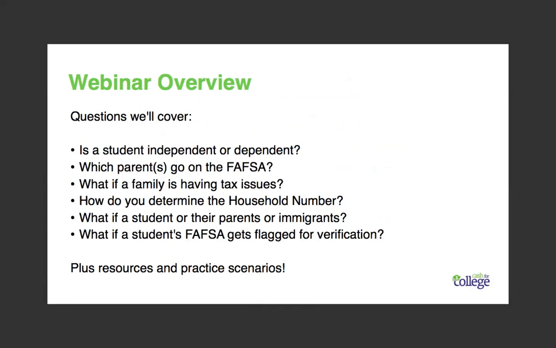So some of the questions that we're going to cover are: Is a student independent or dependent? Which parents go on the FAFSA? What if a family is having tax issues? How do you determine the household number? What if a student or their parents are immigrants? What if a student's FAFSA gets flagged for verification? Those are just a few of the things that we're going to cover.